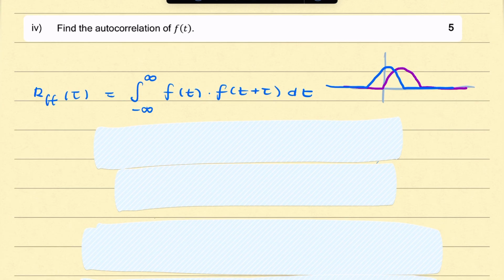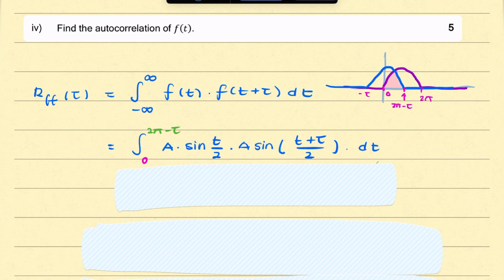is really the parts where they are non-zero and they overlap. So there's no point integrating before 0, and there's no point integrating beyond. So if this is 2 pi and this is minus tau, this will be 2 pi minus tau. So if we're going to integrate, even though we're supposed to integrate from minus infinity to infinity, it's enough to integrate over that period there, from 0 to 2 pi minus tau.